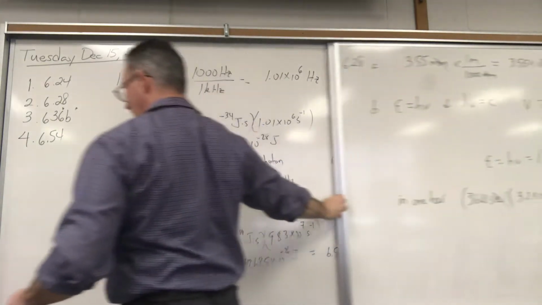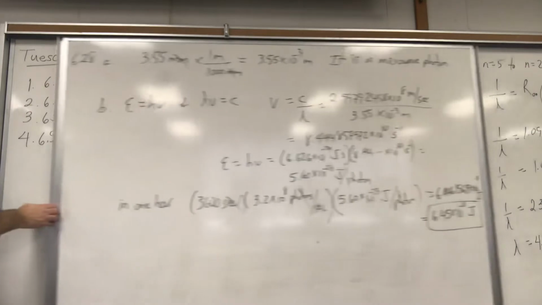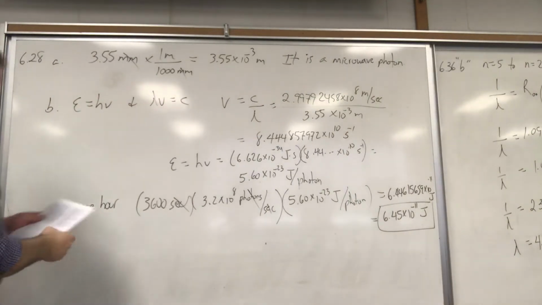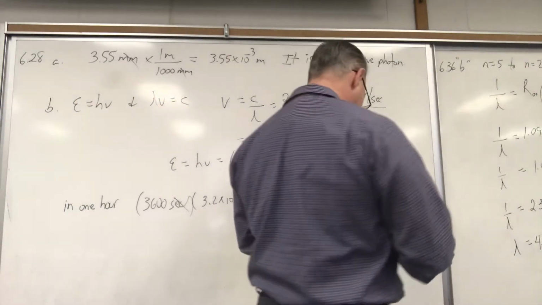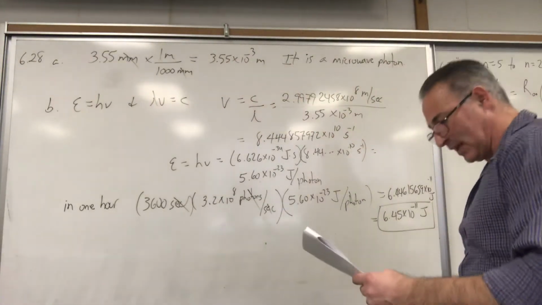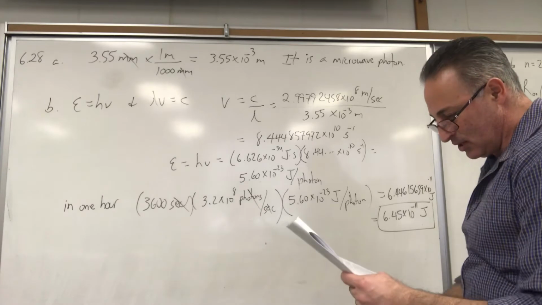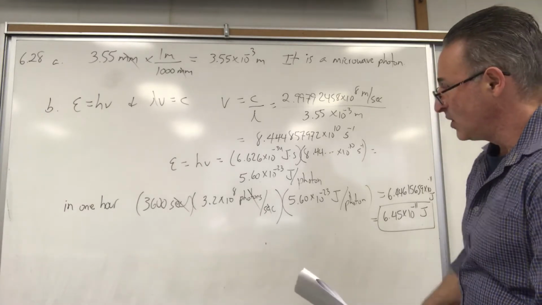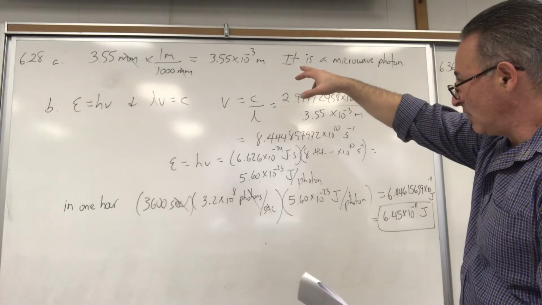In 628, a stellar object is emitting radiation at 3.55 millimeters. A, what type of electromagnetic spectrum is this radiation? I've converted it to wavelength in meters.